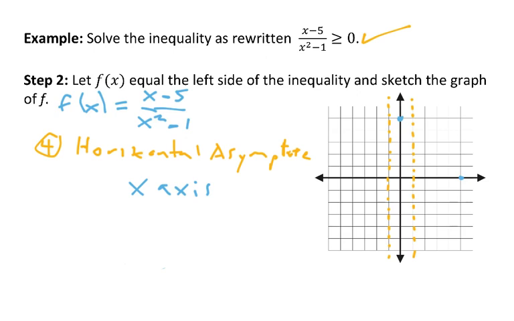So I'll draw that in. Notice that there's a point on the graph that is also on the horizontal asymptote. Remember that a graph can cross a horizontal asymptote, but as you go farther and farther to the right and to the left, it will approach that asymptote.